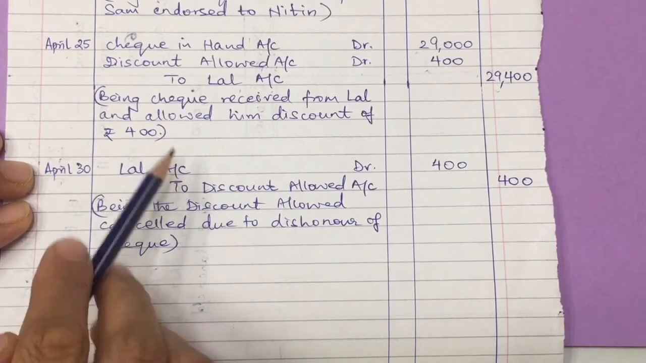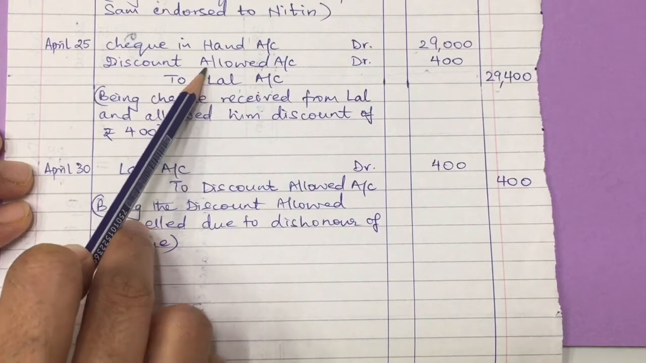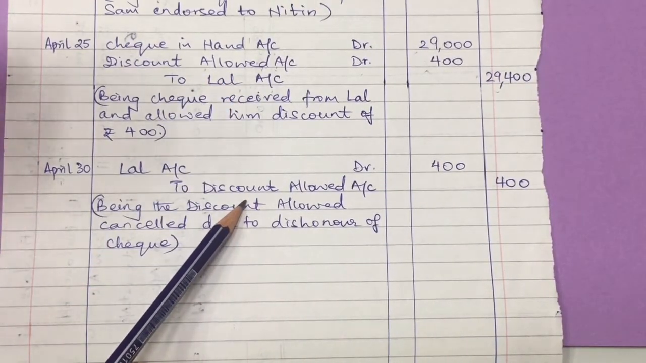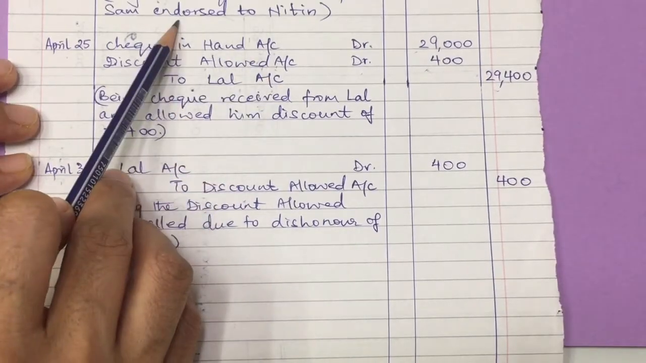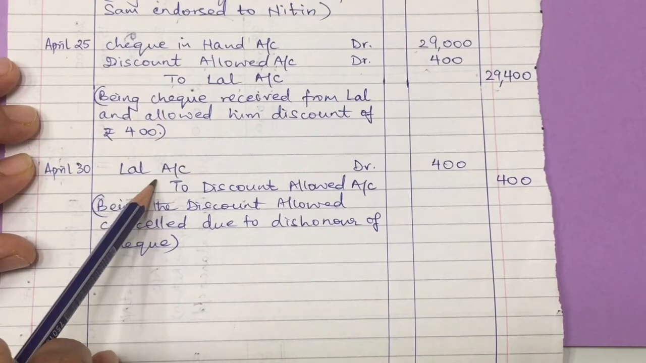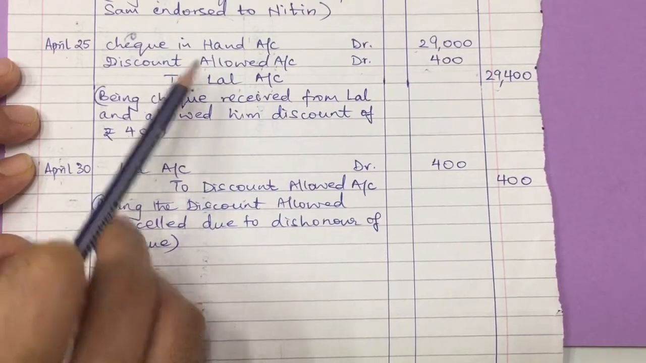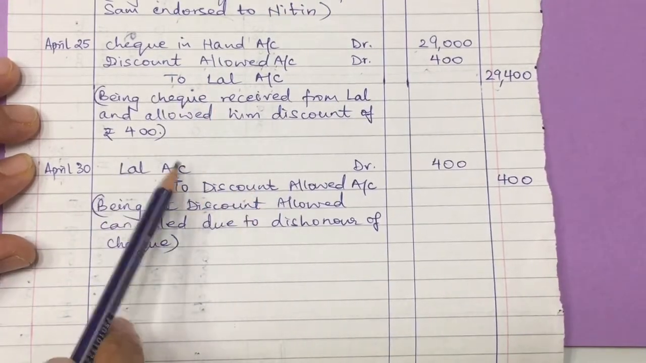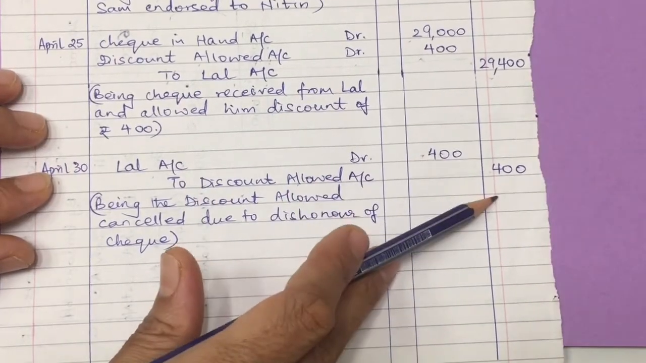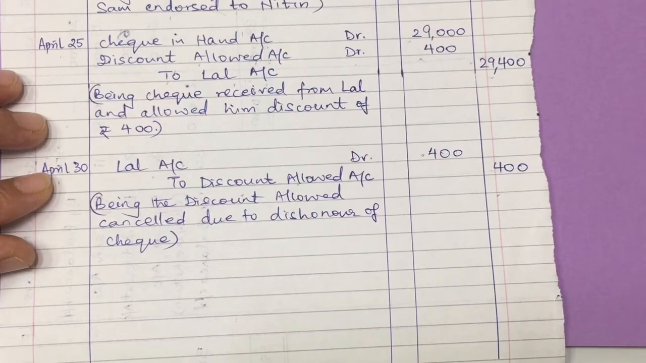Now on 30th, the check which we deposited on 28th was dishonored. That means whatever discount we gave him on 25th, we are going to cancel that. So for the cancellation, it will be a reverse entry. So here Lal was credit, here we will debit him. Discount allowed was debit, we will credit it. So Lal account debit to discount allowed account. 400, 400. This is only happening when there is a dishonor of the payment.